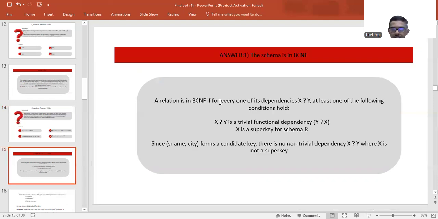A relation is in BCNF if for every one of its dependencies X implies Y, at least one of the following conditions holds true. So in this case, S name city forms a candidate key. There is no trivial dependency, and where X is not a super key.